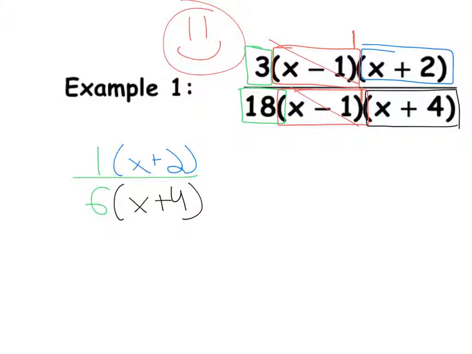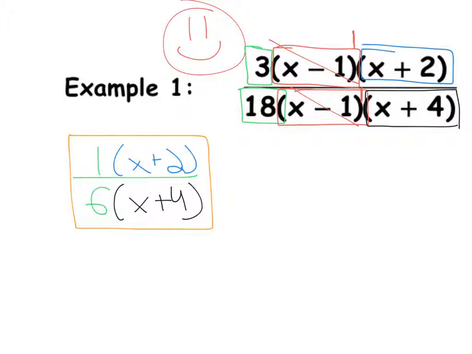When you have these little expressions in parentheses, these can only cancel out with the exact same expression. So x plus 2 is in its own parentheses. It can only do stuff with another x plus 2. Same thing with x plus 4. So there's not much else we can do here. And so this is our final answer.